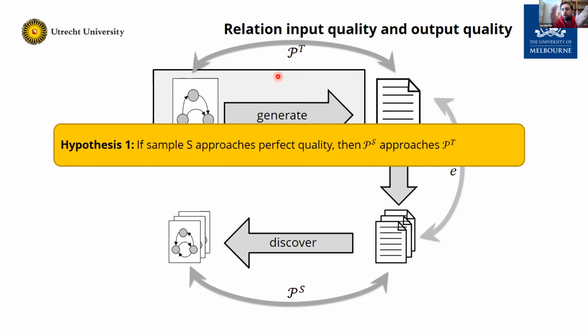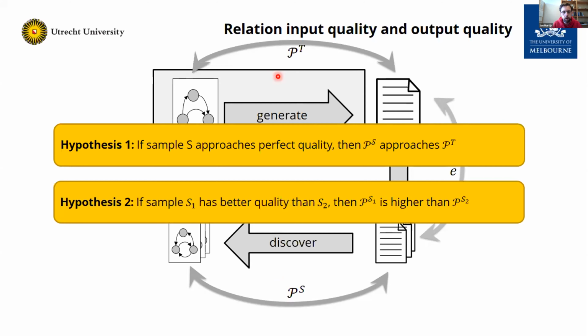And if you know these values, we can start testing them. So we can start designing experiments where we can test this hypothesis, because we have this controlled setting and we can start looking into, does this happen? And if you know that if your event log approaches this perfect quality, that also your model gets better and better, then you can also ask the next question. And that's what we call the second hypothesis.